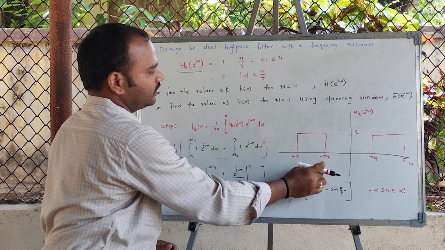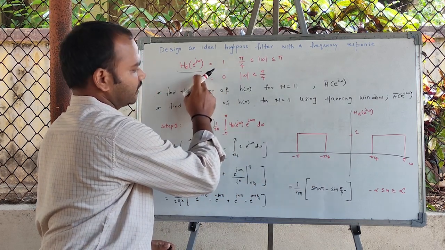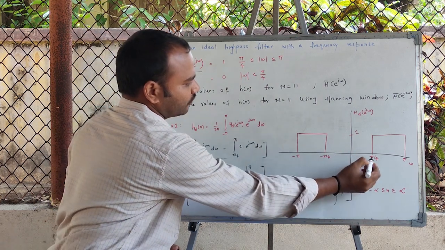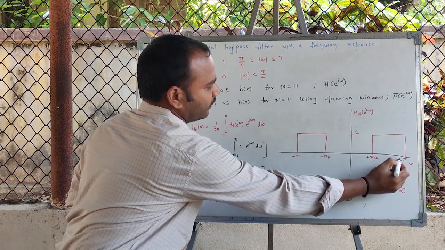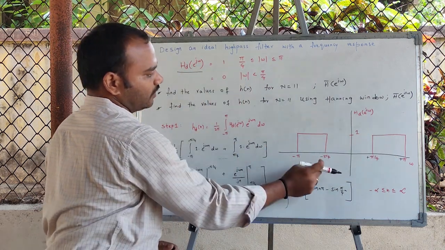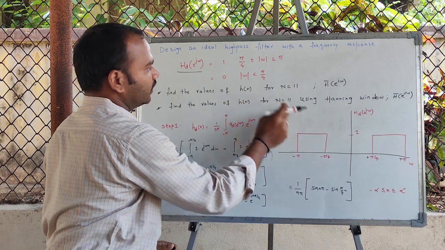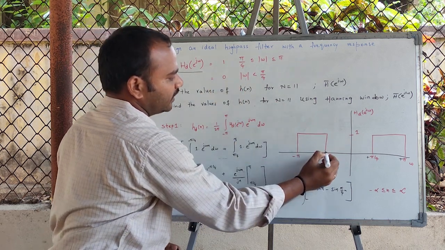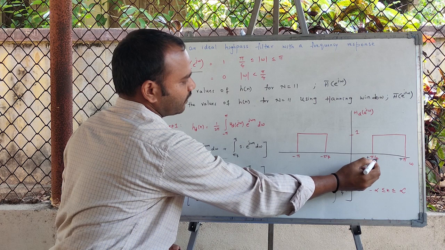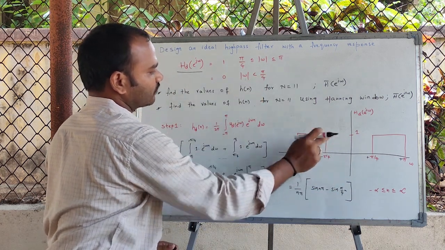Here this is the frequency response of the desired filter. So from plus pi by 4 to plus pi, the value is 1. From minus pi by 4 to minus pi, it is 1. And in the other interval, that is plus pi by 4 to minus pi by 4, it is 0.